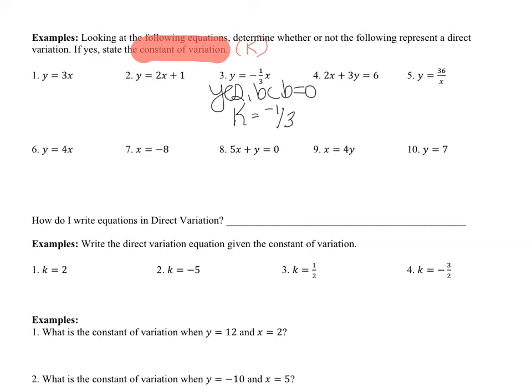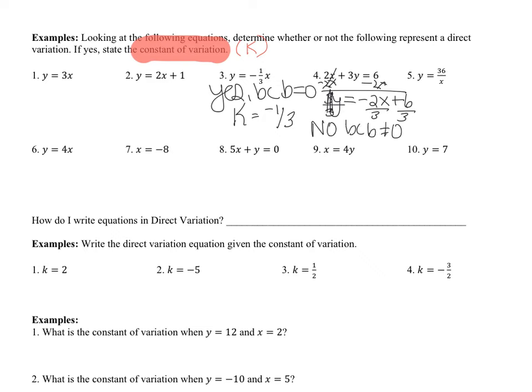If you look at number 4, can I immediately tell if it's a direct variation or not? No, because y is not by itself. So I have to get y alone. So I'm going to subtract 2x first. So I have 3y equals negative 2x plus 6. I'm now going to divide by 3. So before I even simplify this, can I immediately tell that this is no? Yes, because I have this value right here, which is a constant. So no, because b does not equal 0.